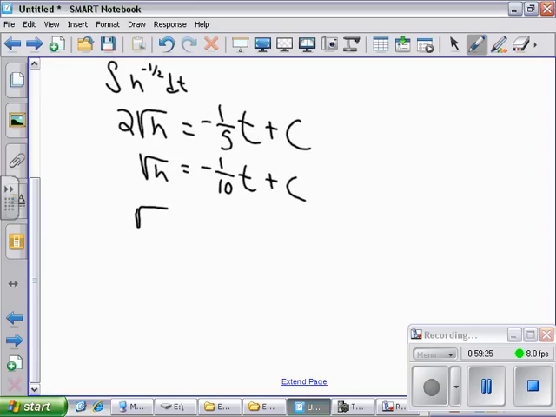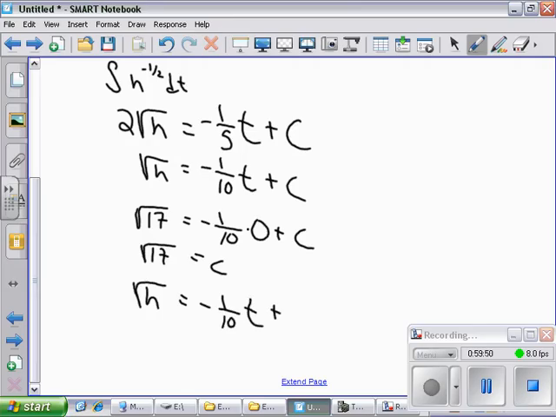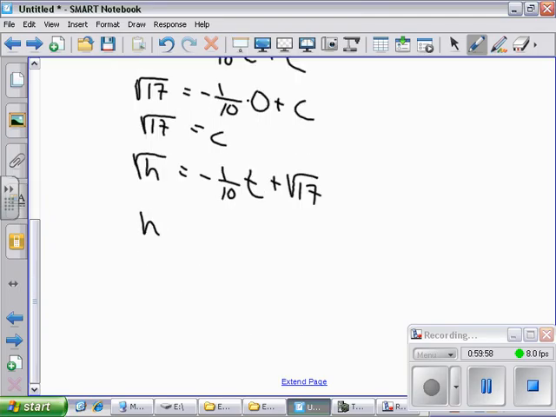I guess I can leave it like this. That's crazy if you got that number. Okay, so we have c as the square root of 17. So whatever point we decide to plug in numbers, that's where we go back and put the c. So we have the square root of h is equal to negative 1/10 t plus the square root of 17. Just square both sides, so that h is just all this squared. That's it? Yep.